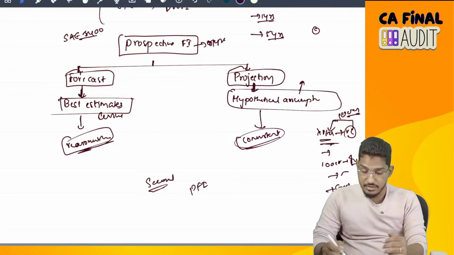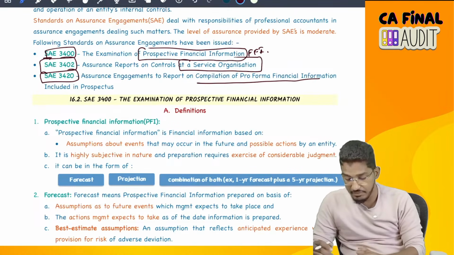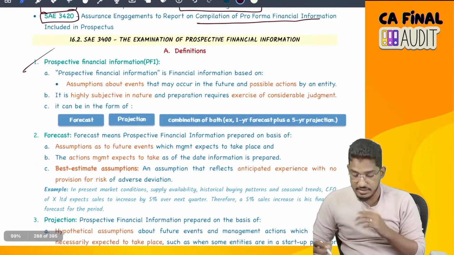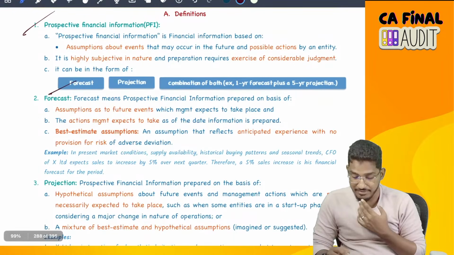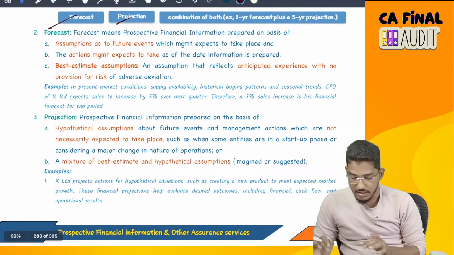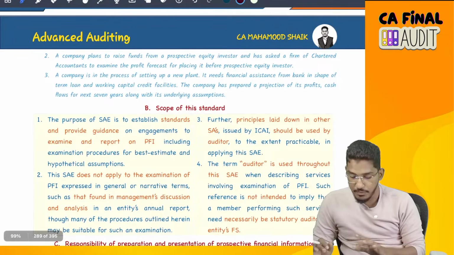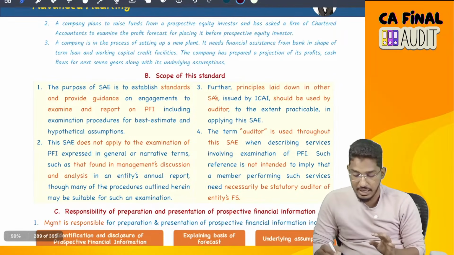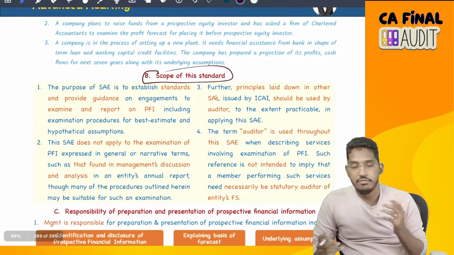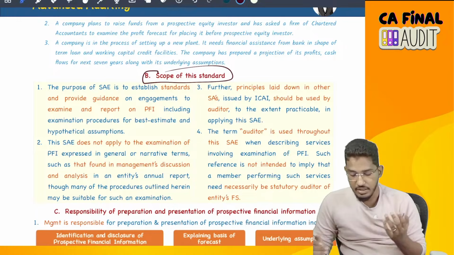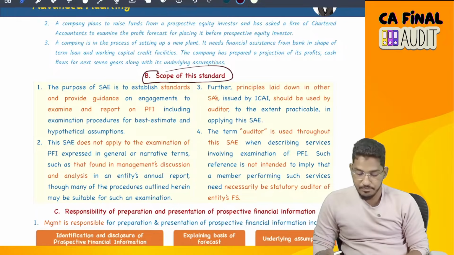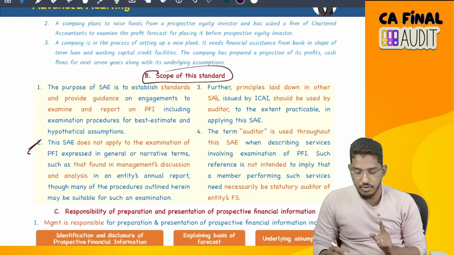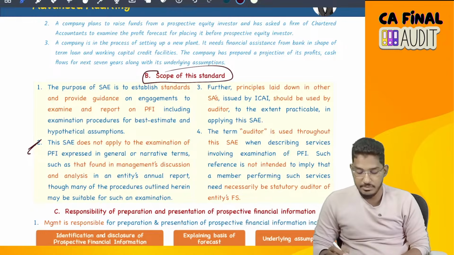So this is the overall structure. Now let us go into the technicalities of the standard. Quickly we will try to cover the important content. I have covered the meaning of prospective financial information, and what is forecast and what is projection. Now, scope of the standard. What does the standard talk about? I have already told you that the standard will come into picture whenever we are doing prospective financial information. But here they state one important point from the scope.